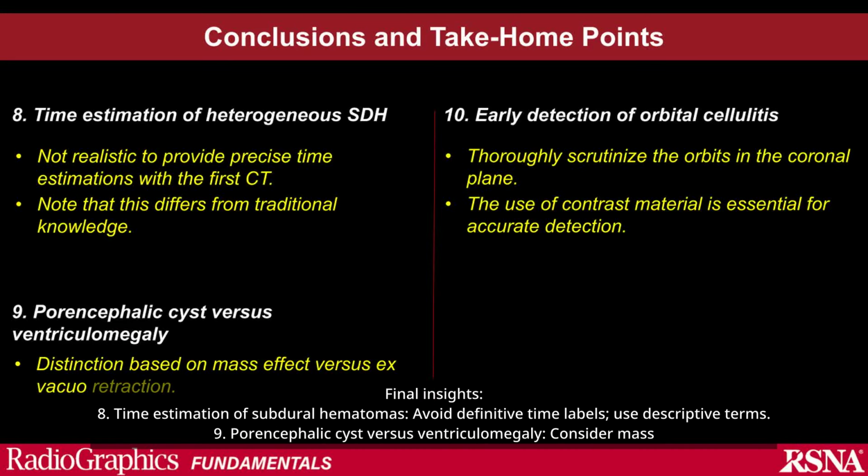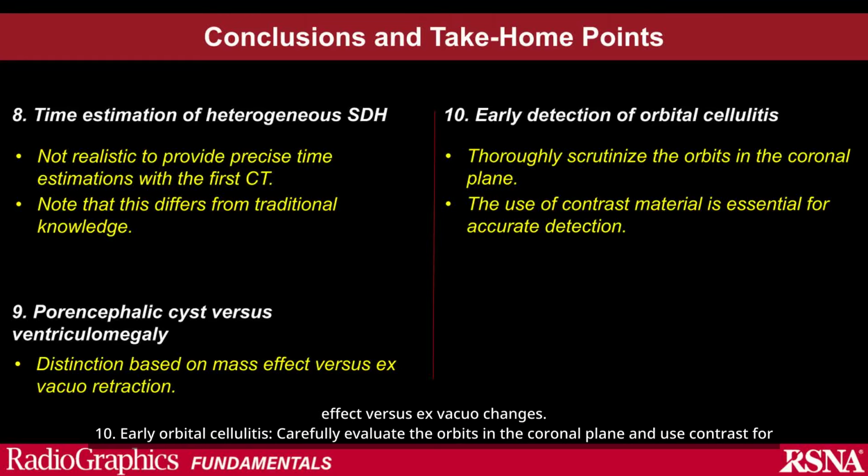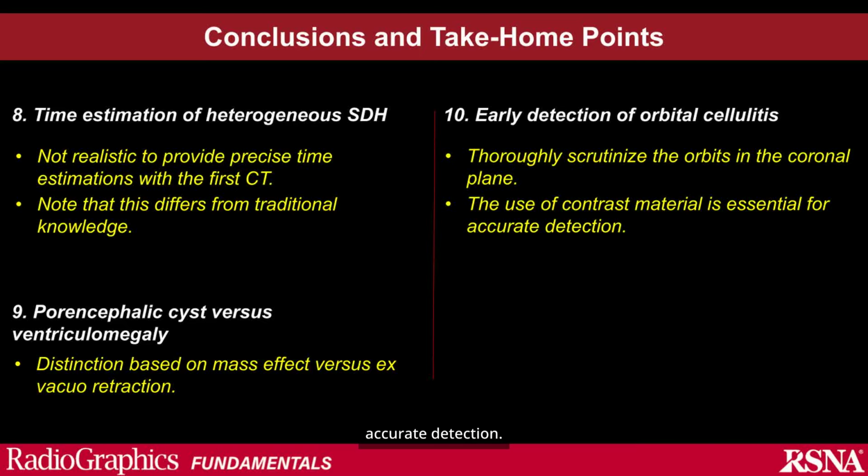Final insights. 8. Time estimation of subdural hematomas. Avoid definitive time labels or use descriptive terms. 9. Porencephalic cyst versus ventriculomegaly. Consider mass effect versus ex-vacuo changes. 10. Early orbital cellulitis. Carefully evaluate the orbits in the coronal plane and use contrast for accurate detection.